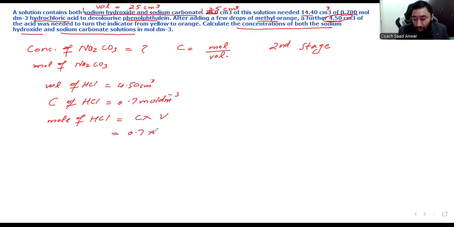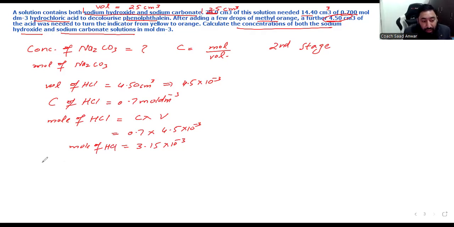Moles of HCl is concentration times volume. Concentration is 0.7. Volume, I need to convert 4.50 cm cube into dm cube. That would be 4.5 times 10 raised to power minus 3. So 4.5 times 10 raised to power minus 3 times 0.7 gives 3.15 times 10 raised to power minus 3, which is the moles of HCl.